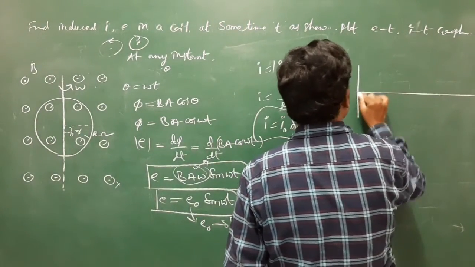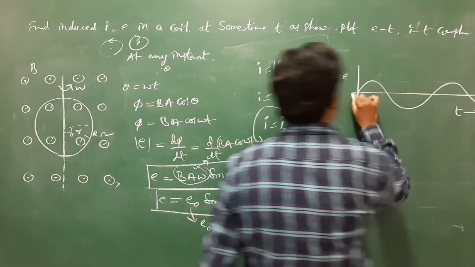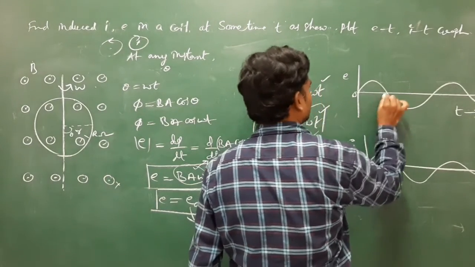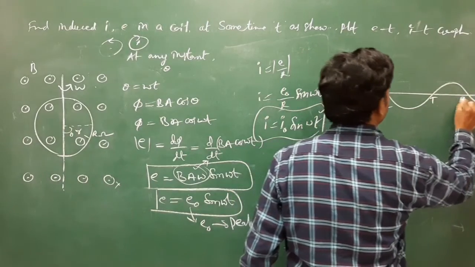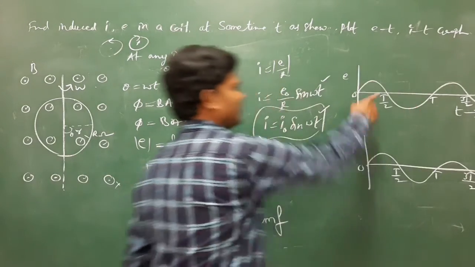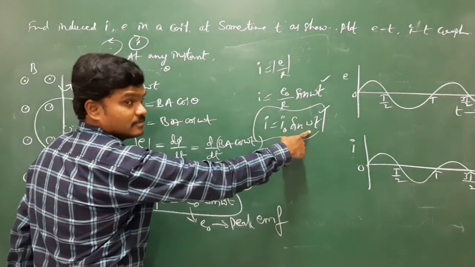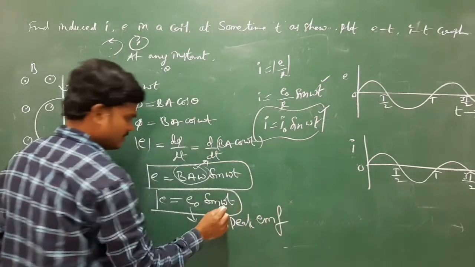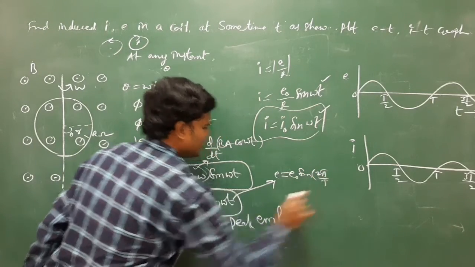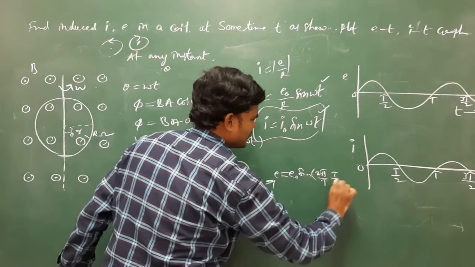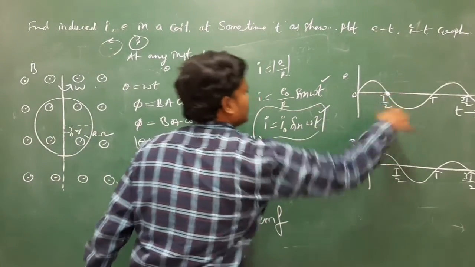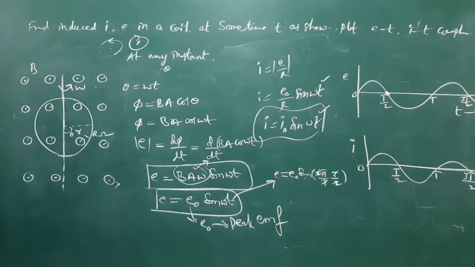Directly we can plot a graph. See, the EMF graph looks like this. Current also the same. 0, T by 2, T, 3T by 2. Just verify by substituting T by 2 here. Just substitute T by 2 anywhere. E is equal to E naught sin omega t. Omega is 2 pi by T. Let me substitute t as T by 2. That gives sin pi, which is 0. So EMF is 0. In the same manner, just substitute T, again you will get 0.